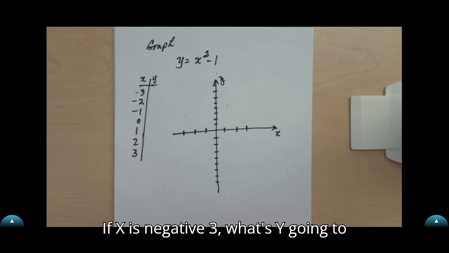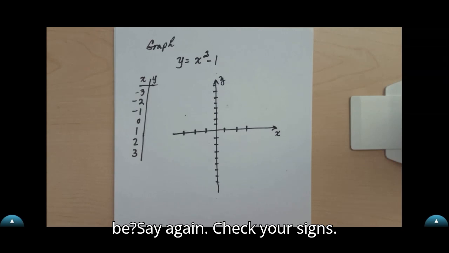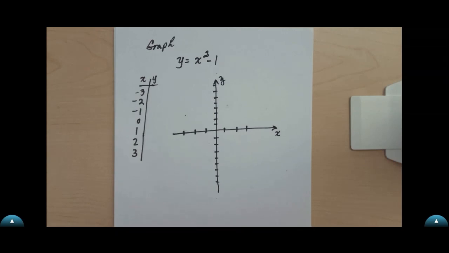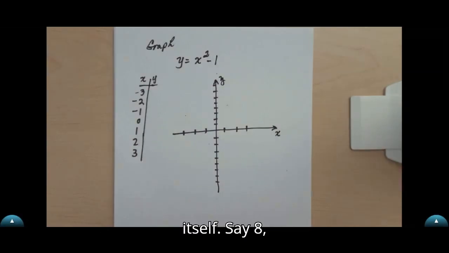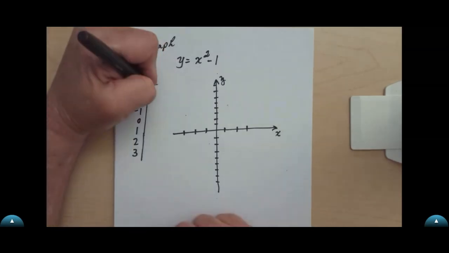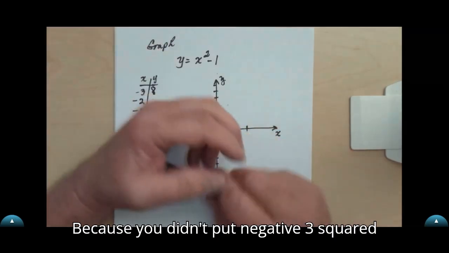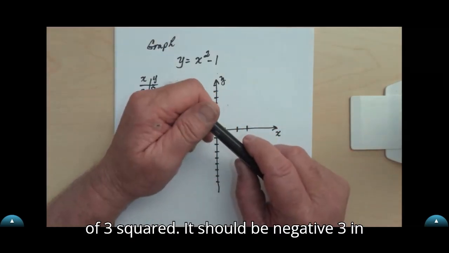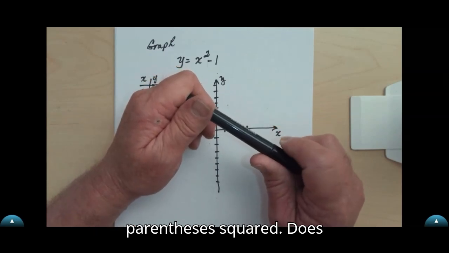If x is -3, what's y going to be? Check your signs. Think about what happens when you square a number, when you multiply it times itself. Did you say 8? How about +8. Everybody see that? Why do you want to put it on my calculator? Because you didn't put -3 squared in your calculator. You put the negative of 3 squared. It should be -3 in parentheses squared.